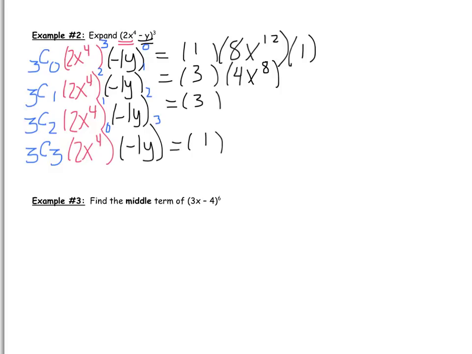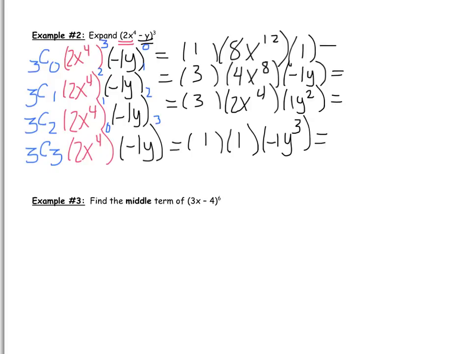And what is negative 1y to the 1st? Just negative 1y. Okay, next. 2x to the 4th to the 1st power is simply 2x to the 4th. And now we're going to take negative 1y and square it. Well, what's negative 1 squared? You should be telling me positive 1. And then what's y squared? You should be just telling me y squared. All right, the last one. What's anything to the 0 power? You should be telling me 1. And negative 1 to the 3rd power? You should be telling me negative 1. And then y to the 3rd is just y to the 3rd.